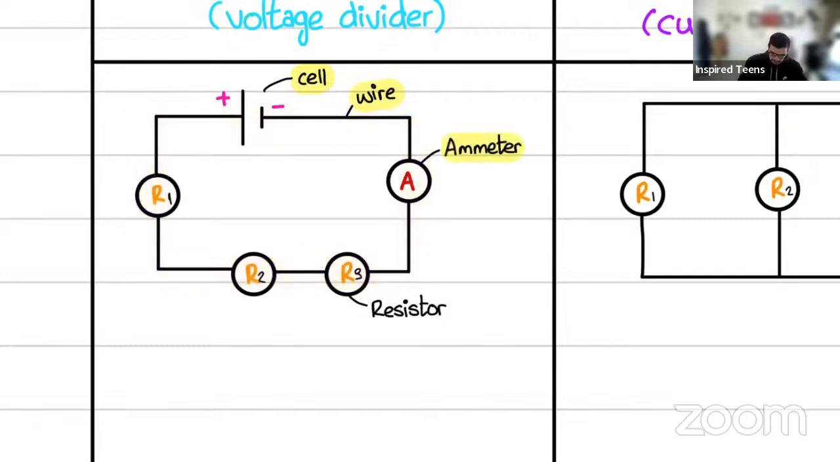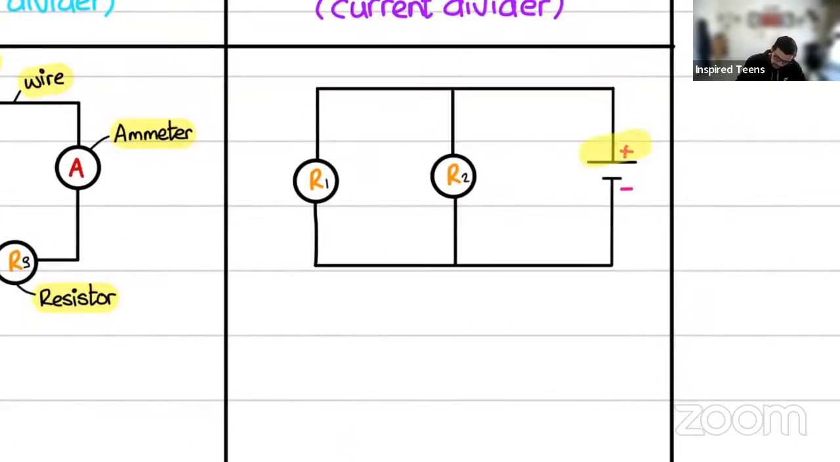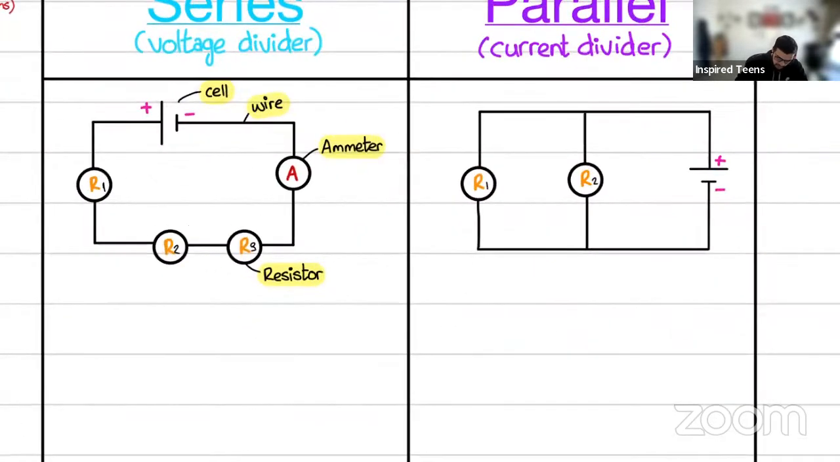Here we have an ammeter, which measures the current. Here we have a resistor. Then we have the same things here, right? The only thing we don't have yet is a voltmeter, but we'll have it in another diagram. We have a cell, a resistor, and another resistor. So you can see now the difference in connection.